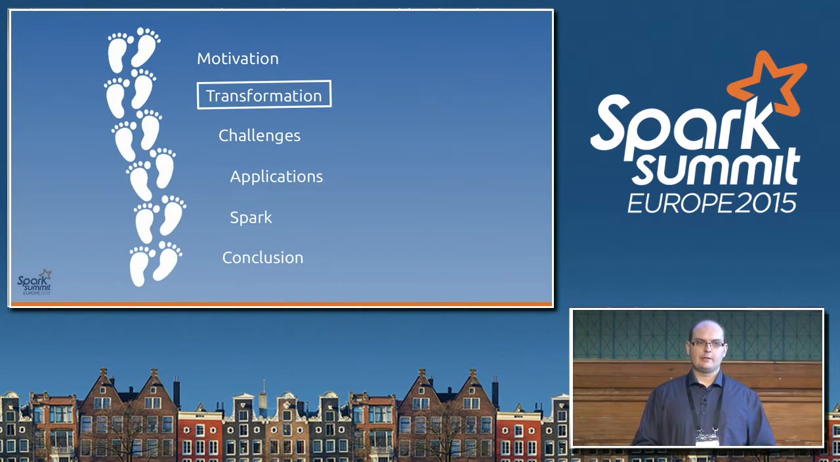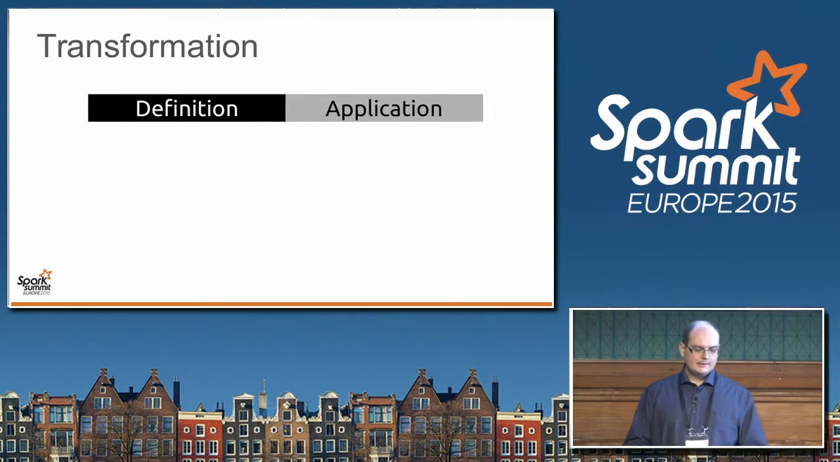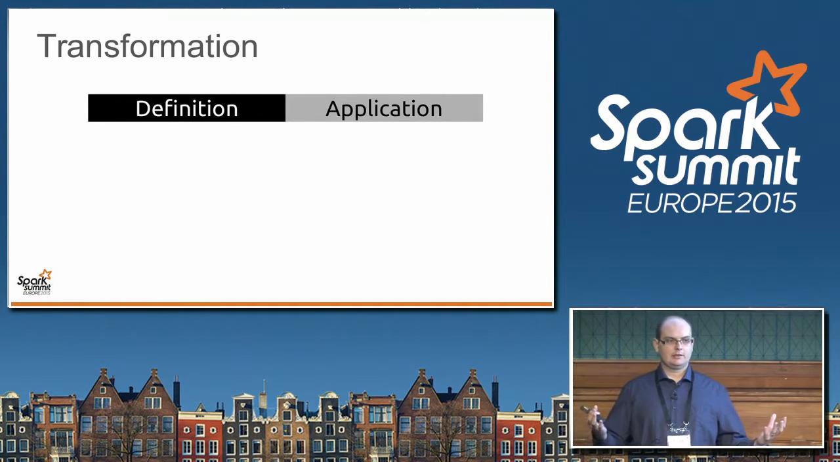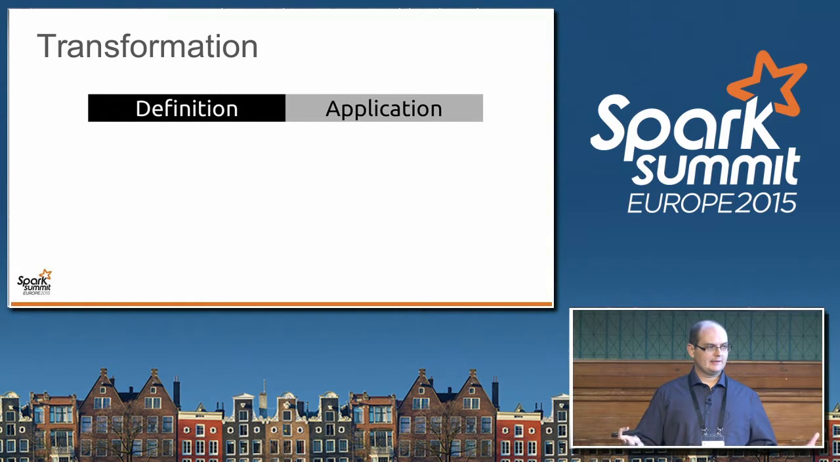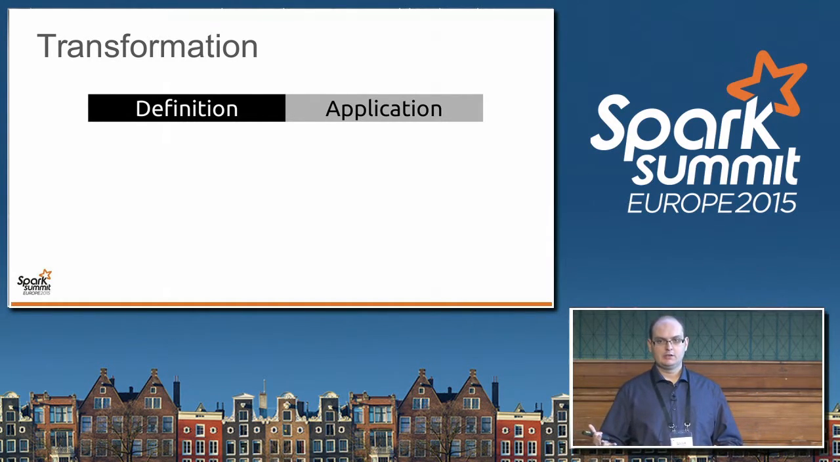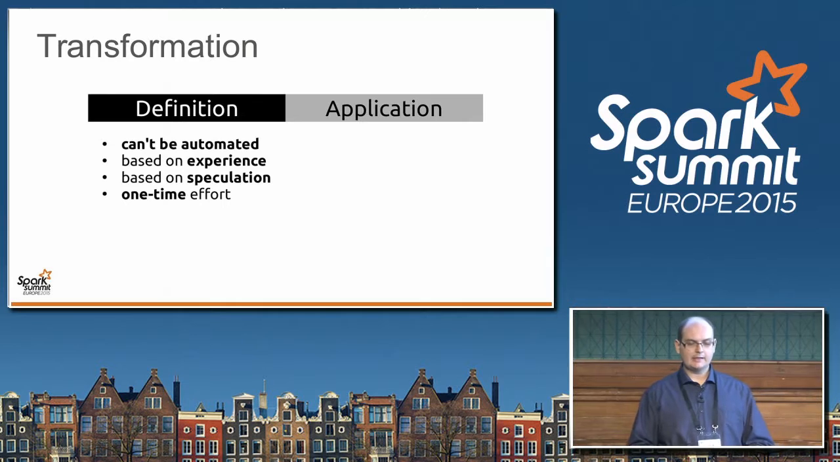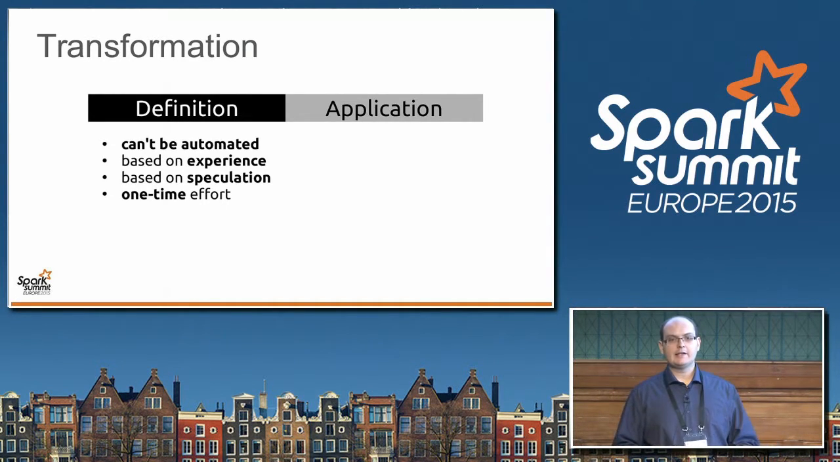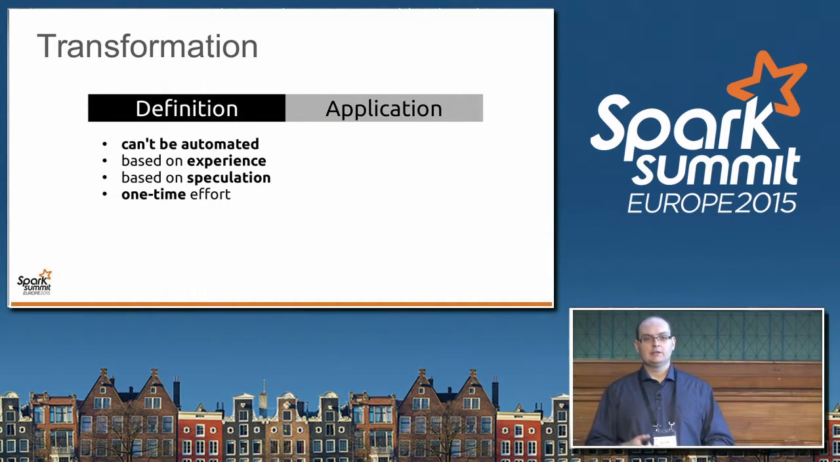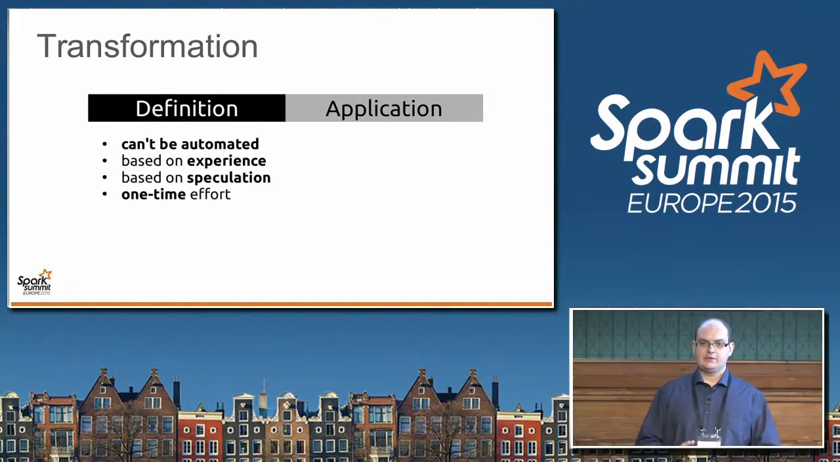So let's look at the transformation. How does it work? First of all, when you think about a transformation that affects the way you represent data, you would have to split it in two different parts. One is the definition, which tells the compiler how to do it, and the other is the application. And the definition really can't be automated. It relies on information that the programmer has, that they would know exactly how the data is used and what is the best way to represent it.